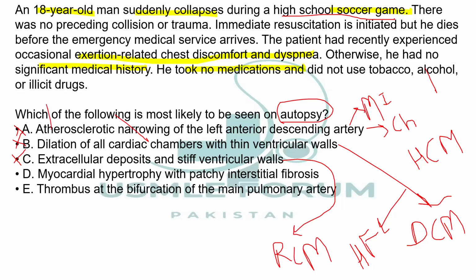So the correct answer is D, which is the myocardial hypertrophy, because the name says it all, that hypertrophic cardiomyopathy is the cause, with patchy interstitial fibrosis. This is the right answer.